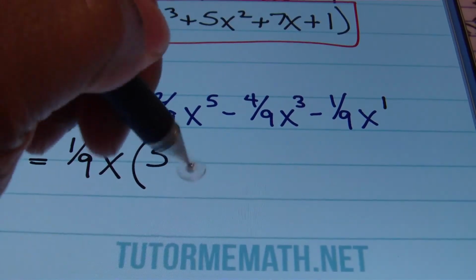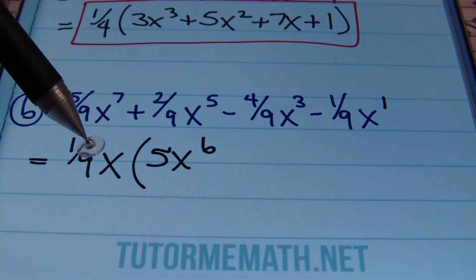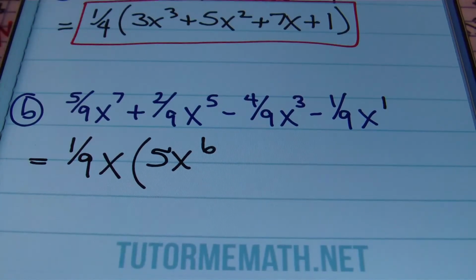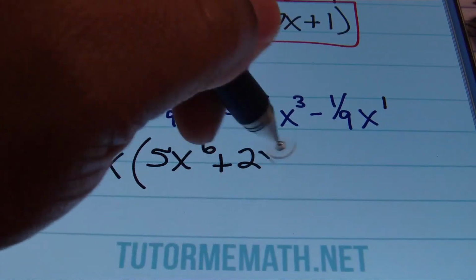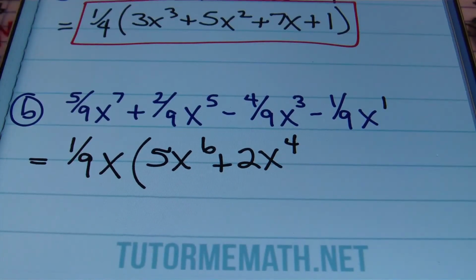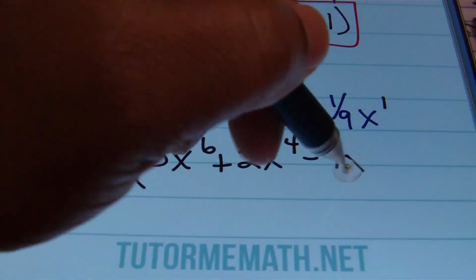I'm going to have 5x to the 6th power. Not only am I left with just the numerator there as the coefficient, but since I've taken away 1x here by factoring out that x, I'm left with only 6. So 7 minus 1 left me with x to the 6th power here. Then, factoring out 1/9 x from the second term, I'll have a result that is 2x to the 4th power. So once again, I'm left with the numerator, and I subtract 1 from my exponent because of that x to the 1st power in my GCF. Then, factoring out 1/9 x from the third term, I'll have negative 4x squared.